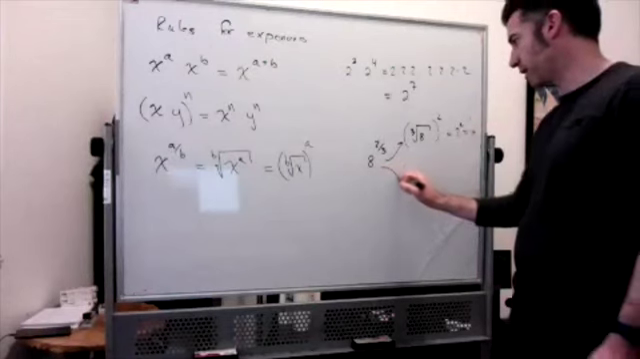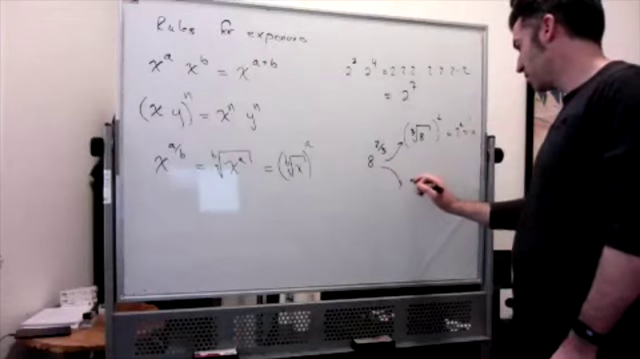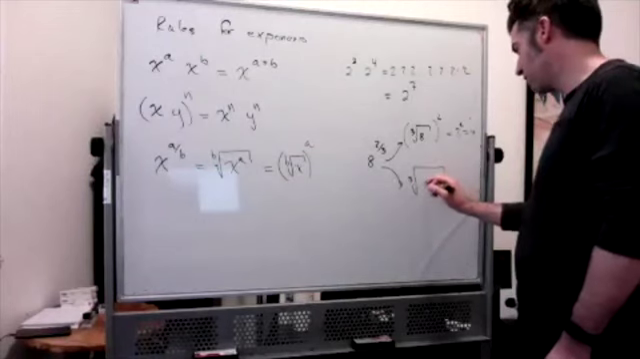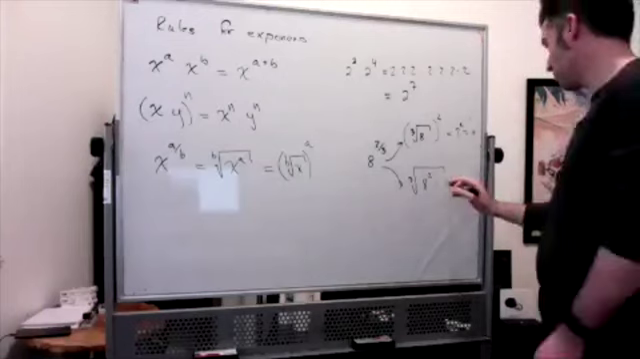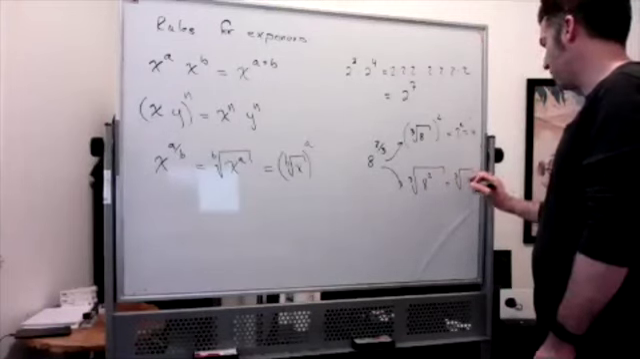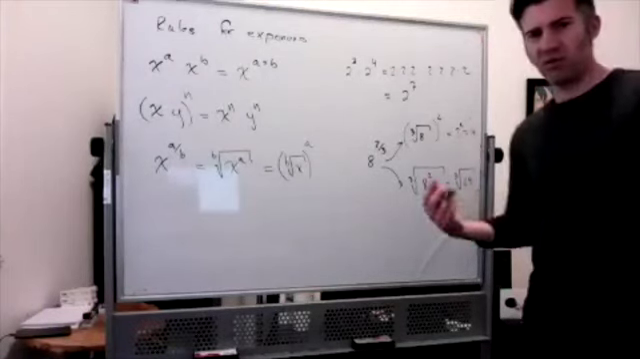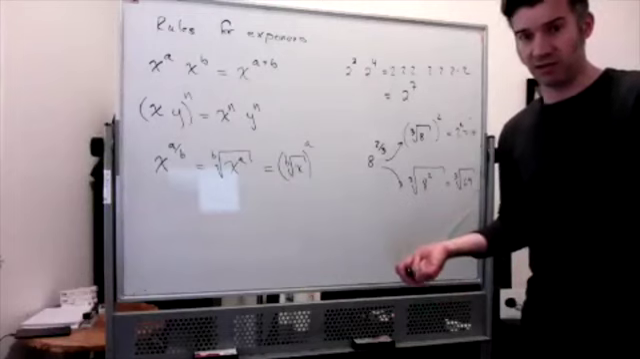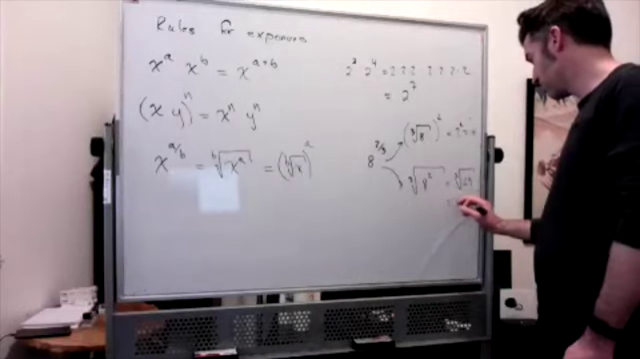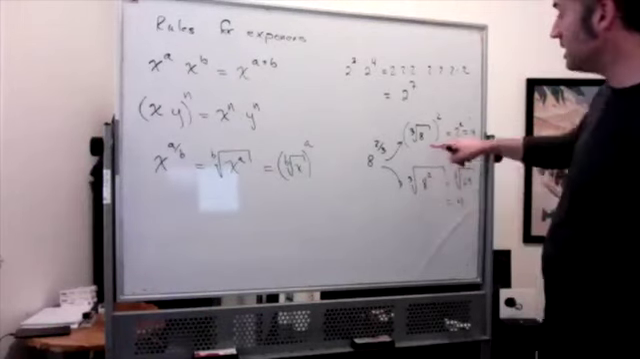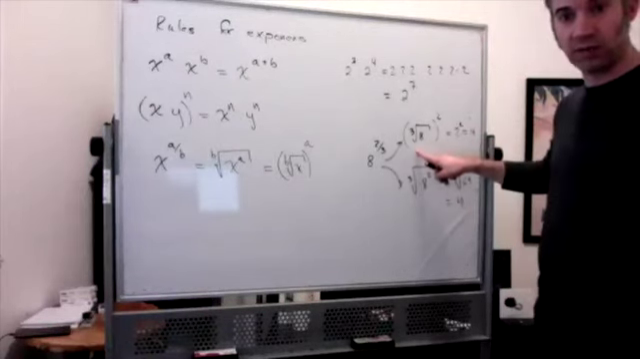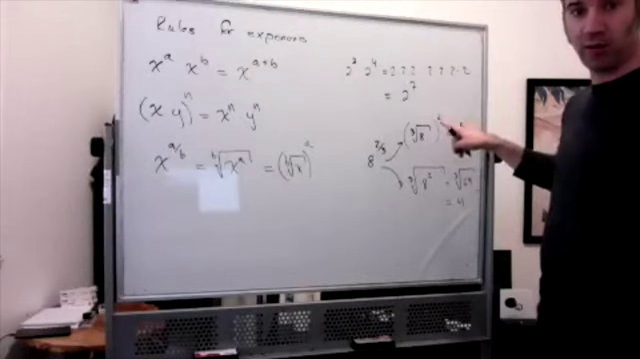Or you can think of it as the cube root of 8 squared. 8 squared is 64. And the cube root of 64, while not impossible, certainly is more challenging, I think, to figure out that the cube root of 64 is 4. Either way you do it, you get the same answer. It's just usually easier to do the root part first and the power part second.